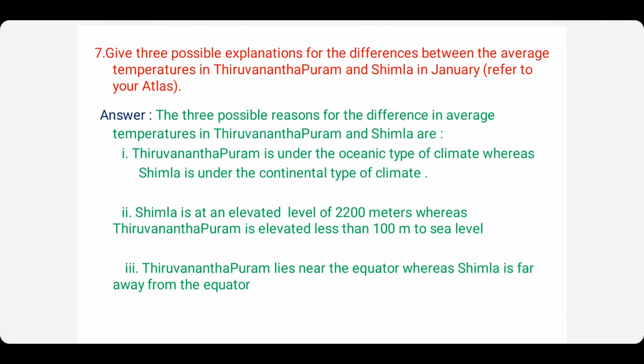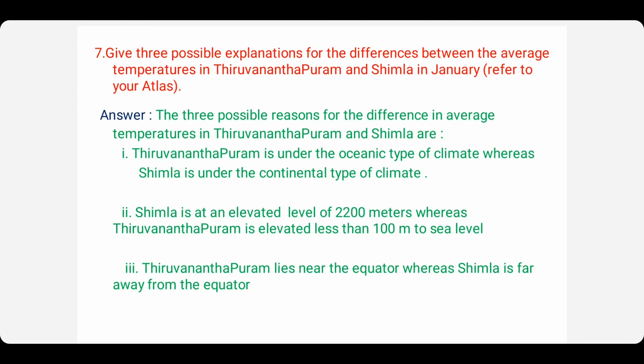On to the 7th question. Give 3 possible explanations for the differences between the average temperatures in Tiruvananthapuram and Shimla in January. Refer to your atlas. The 3 possible reasons for the difference in average temperatures in Tiruvananthapuram and Shimla are: Tiruvananthapuram is under the oceanic type of climate, whereas Shimla is under the continental type of climate. As I told you earlier, Tiruvananthapuram is located near the seashore. Hence, it enjoys the oceanic type of climate, whereas Shimla is near the Himalayas. It enjoys the continental type of climate.